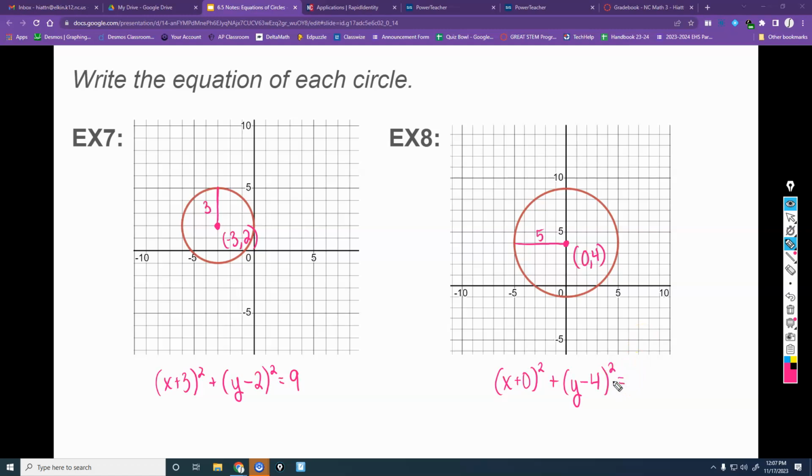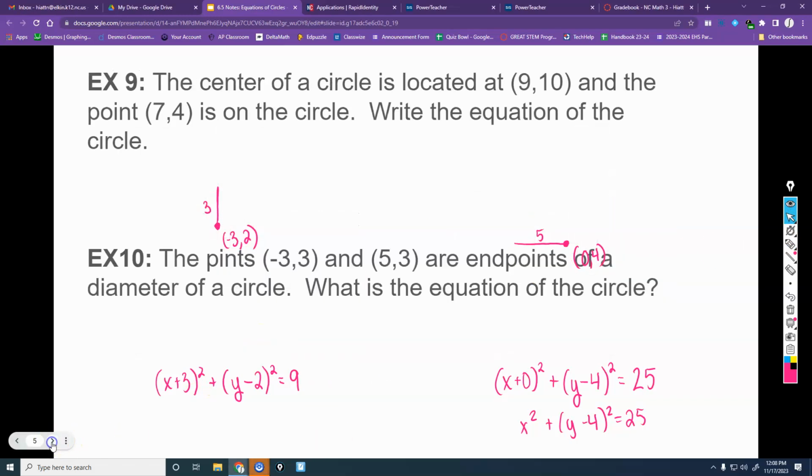And what would that be equal to, Isaac? 25. Perfect. You do not, and on multiple choice, it's probably not going to be there. So it will look like this, x squared plus y minus 4 squared equals 25. I would prefer, actually, to see this, but it's still fine if you put that 0 there. Okay, questions? All right.